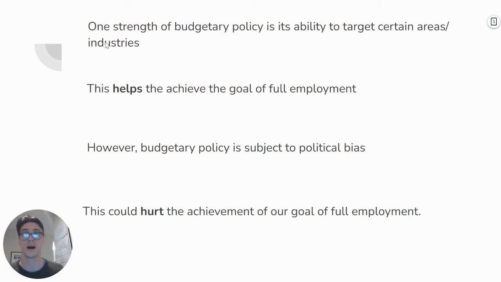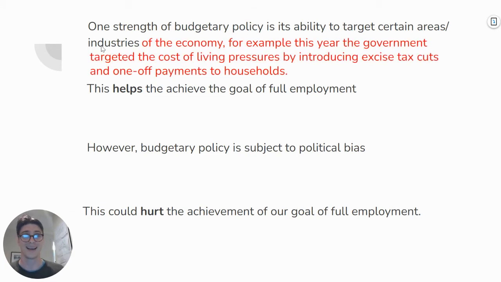Okay, so let's go to the first mark here. We've outlined the strength, but we can definitely do more than this. This is a pretty brief outlining of the strength. So I'm going to say it's able to target certain areas of the economy, and I'm going to give an example. This is a question about the past 2 years, so make it contemporary. Show off some of your knowledge of discretionary policies. So, for example, this year the government targeted the cost of living pressures by introducing excise tax cuts and one-off payments to households. Now, you don't necessarily have to get an example in there, but you do need to stretch out the strength. But I think the best way to do that is using an example.